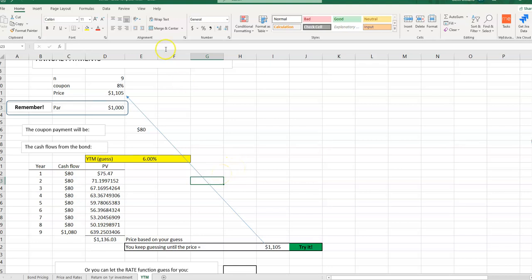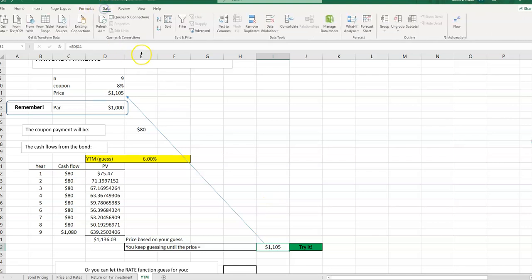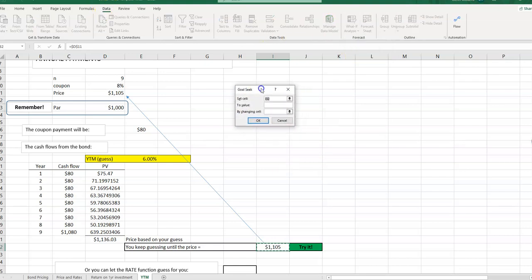However, the Excel goal seek function will do this for you, so I'm going to do that right now. I'm just going to say data tab, what if analysis, goal seek. And I'm going to say, listen, I want you to set the cell here that's I-32, the price. I want that to be equal to 1,105. Hold on.